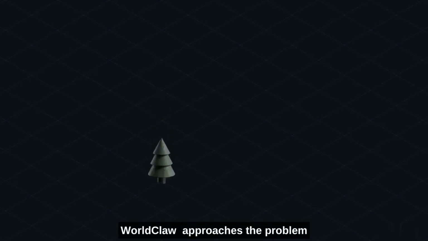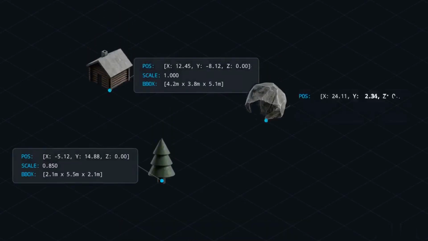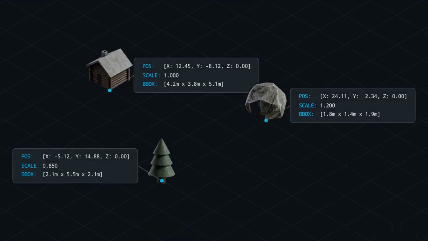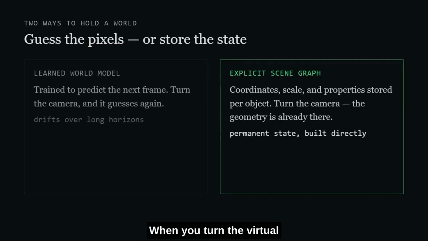WorldClaw approaches the problem by constructing an explicit scene graph. It stores the exact coordinates, scale, and properties of every object. Instead of training a monolithic 3D world model to guess what a landscape looks like from a new angle, the system builds the permanent state directly. When you turn the virtual camera, the geometry is physically there.